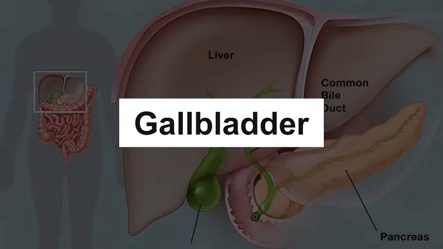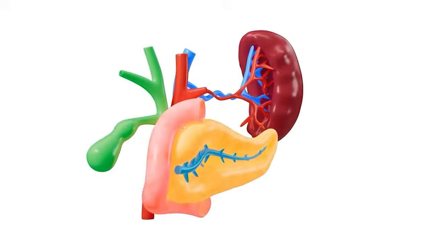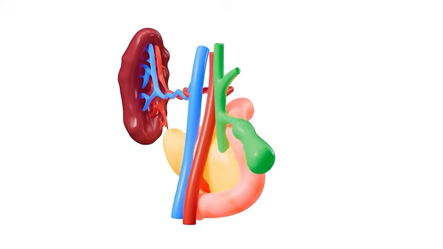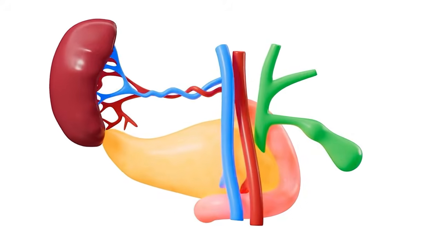Gallbladder. The gallbladder is a small, pear-shaped organ located beneath the liver in the right upper quadrant of the abdomen.